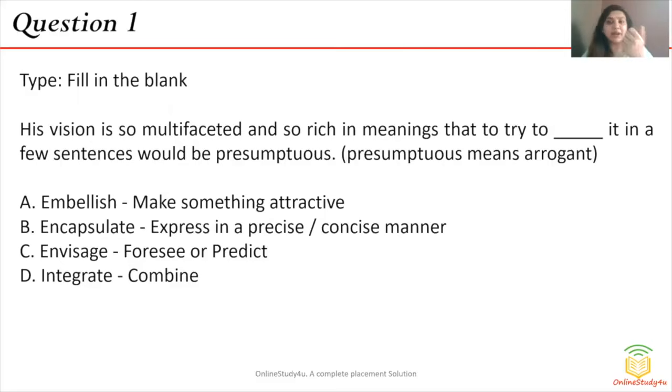Embellish is basically to make something very attractive, to make it look very nice. So she embellished her gown with sequins. She made it more attractive. Encapsulate is to express something in a precise or concise manner, in a very short way. Envisage is to foresee or predict. So I say he was an envisaging chairman who changed the face of this company. And integrate definitely means combine. Now, this question says his vision is so multifaceted and rich in meanings that to put it in a concise manner would be presumptuous, it would be arrogant for us. So definitely your correct answer is B.